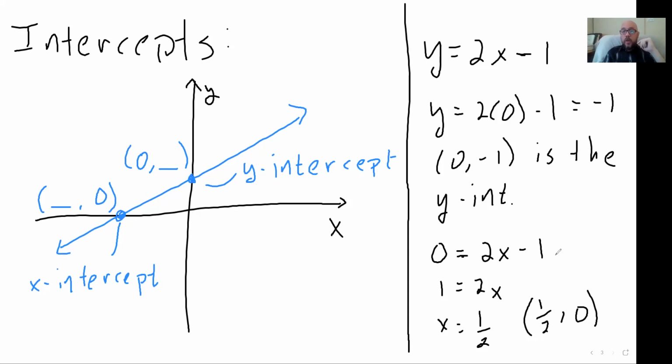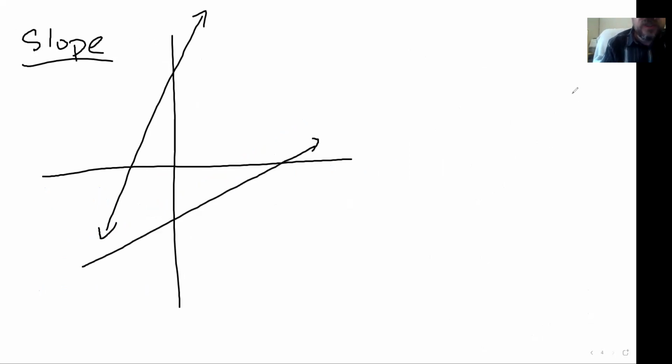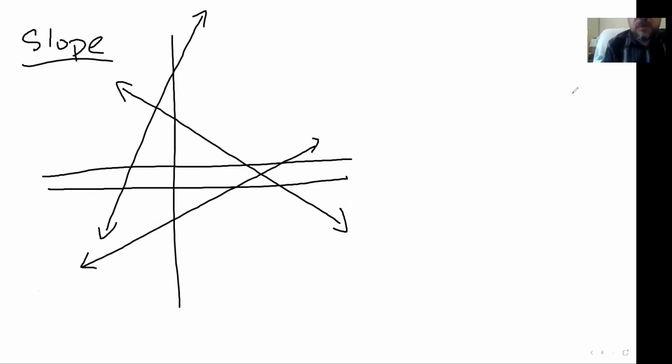Okay, let me talk about what slope means. So the slope of a line is its direction. I can have a line that is very steep like this, or a line that is pretty shallow like this, or a line that goes down as you go to the right like this, or a horizontal line, or a vertical line. Right? There's all kinds of different directions you can have for your line.